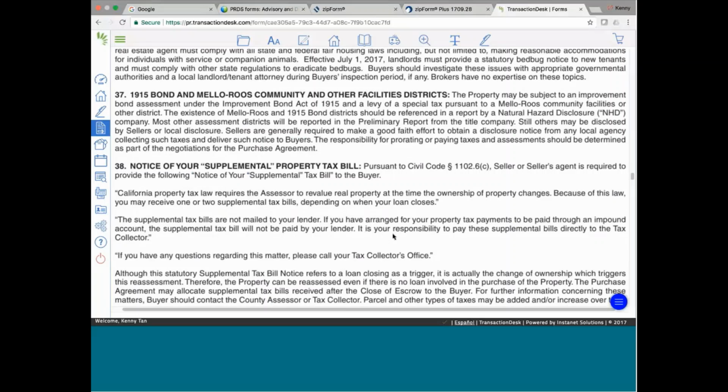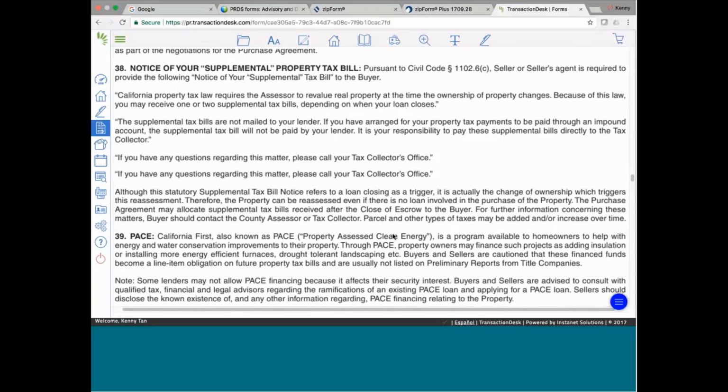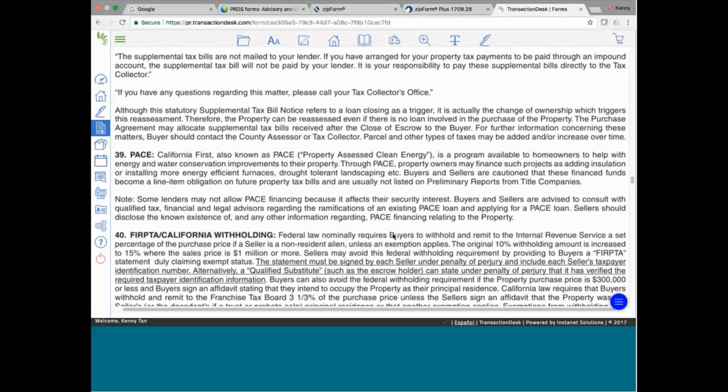We're not going to talk about that. Supplemental property tax, there's nothing new. PACE is the same as CAR.